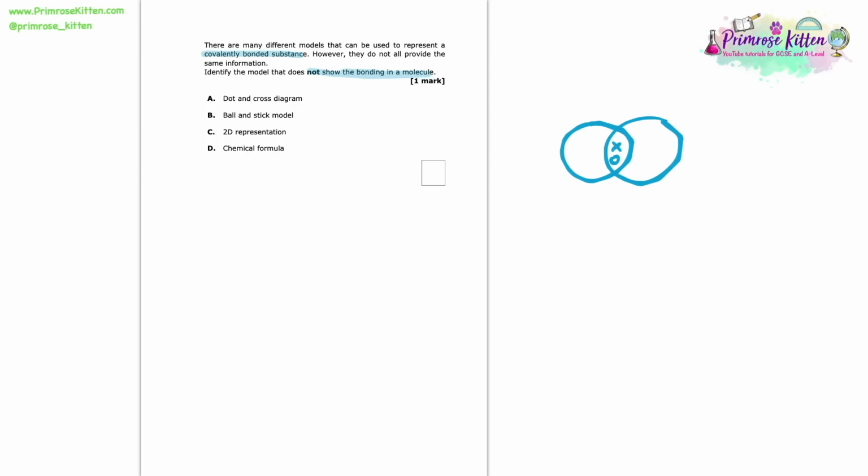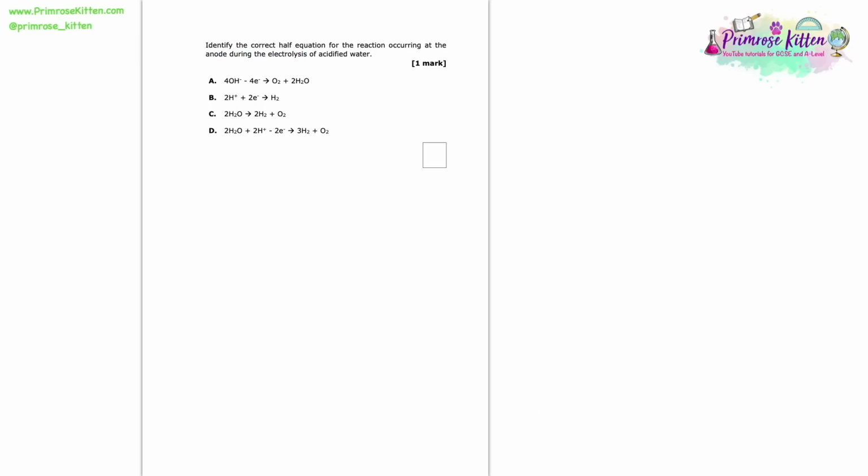A ball and stick model is a 3D representation involving balls and sticks, essentially like this, but 3D, and each stick does represent a bond, a covalent bond. The 2D representations will look something along these lines, and again, every little stick that we draw here is going to represent a covalent bond. And then finally, we're just left with the chemical formula, so something a bit like CH4. Now see there, there's no indication of the bonding. We don't know there if the hydrogens are attached to each other or to the carbon, so we don't have information about bonding in the chemical formula. So the answer to this is D.